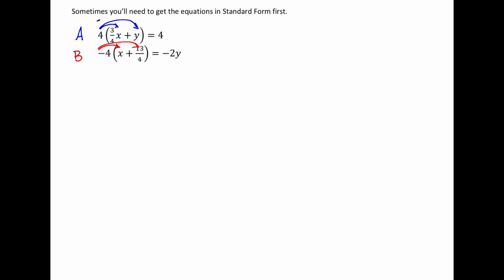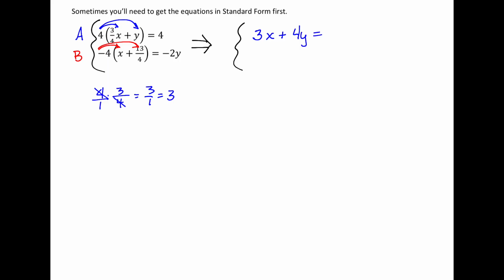And I'm going to write the new set over on this side. Okay, so it's going to go this way. So 4 times 3/4. Remember, you put the 4 over a 1, and we're going to cancel the 4's. So we get 3 over 1, which is 3. So that becomes 3x add, this one is 4y, and it's just going to equal 4 because I didn't do anything to this side.